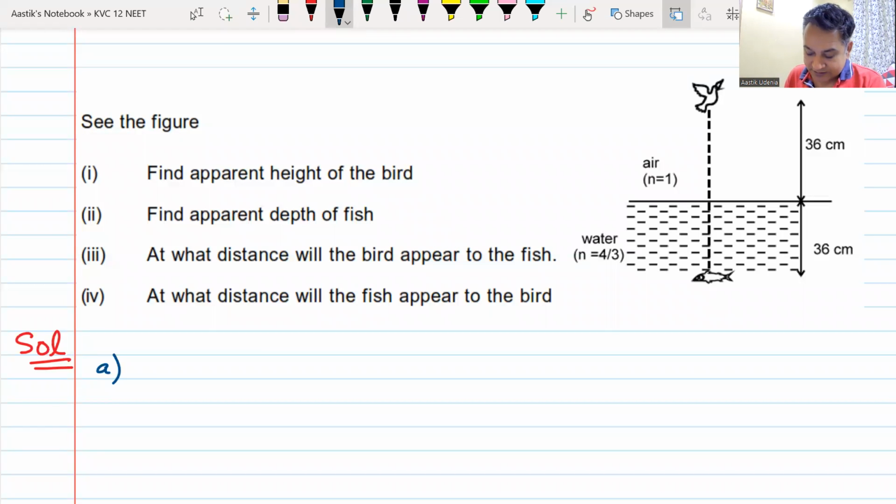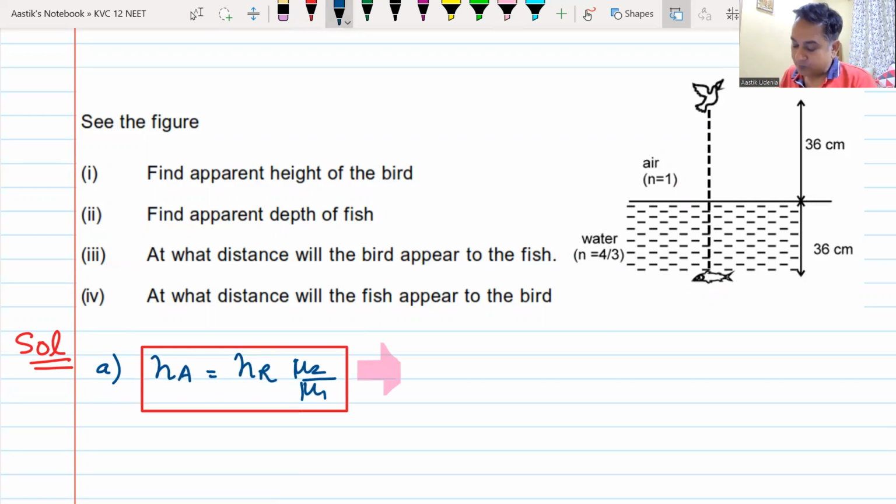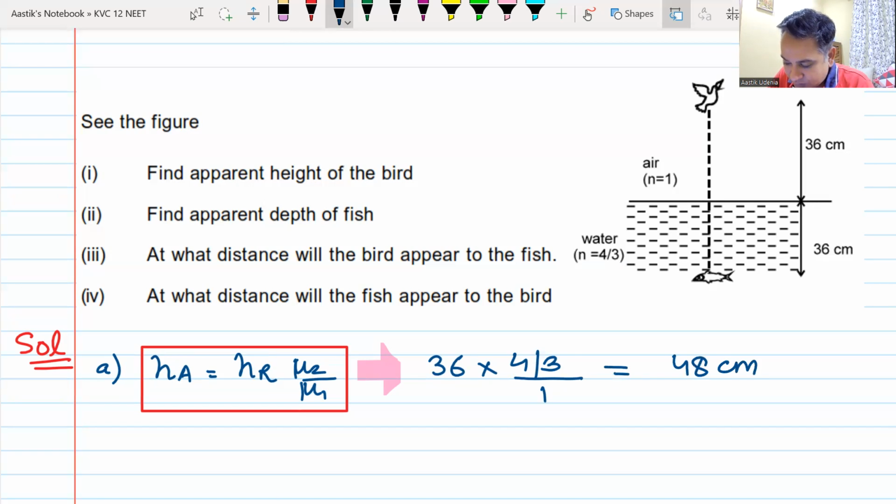Chalo, then it's my duty to do it now. Let me find the apparent height. H apparent will be H real mu2 divided by mu1. Be careful about mu2 and mu1. If I make a mistake there, then I am not going to get the answer anyway. So actual height is 36 multiplied by mu2, where I am watching it from. I am watching it from water, so 4 by 3, divided by where it is. Actually, it is in air, so 1. So 36 into 4 by 3, and the answer in this case would be 48 centimeters.